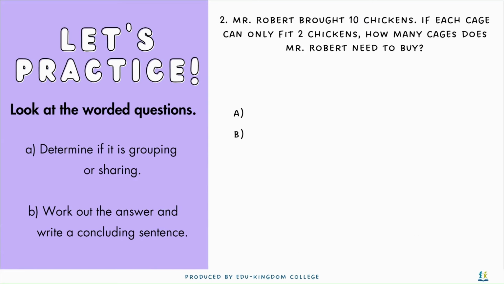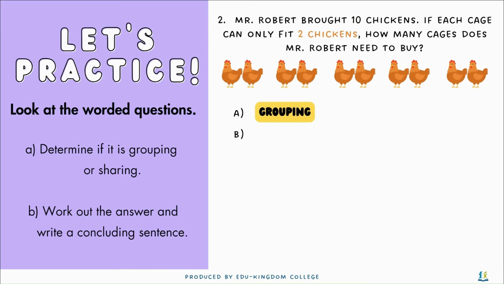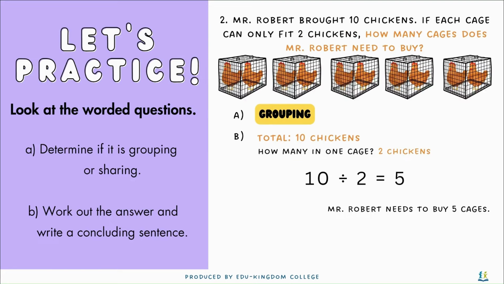Question 2. Mr. Robert brought 10 chickens. If each cage can only fit 2 chickens, how many cages does Mr. Robert need to buy? For A, the question gives us the total amount of each group, which is the cage, so it'll be grouping. For B, it says each cage can fit 2 chickens, meaning we need to group them in pairs. There are 10 chickens in total. How many in one cage? 2 in one cage. So 10 divided by 2 is going to give us 5, so Mr. Robert needs to buy 5 cages.